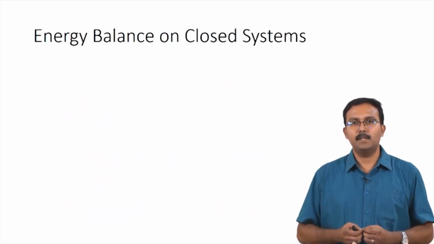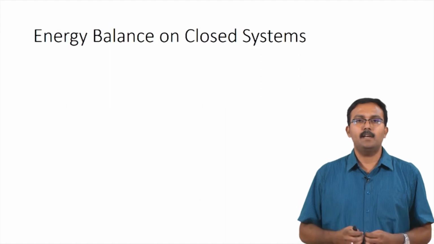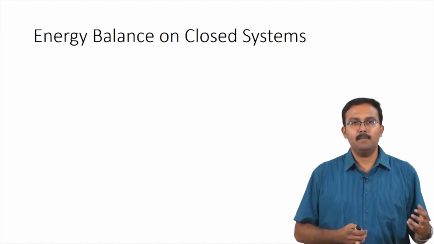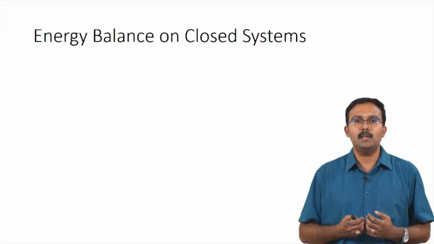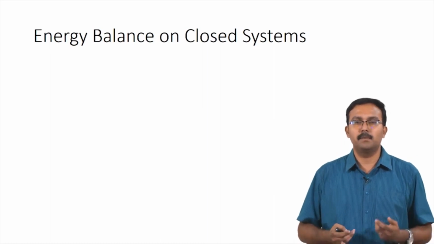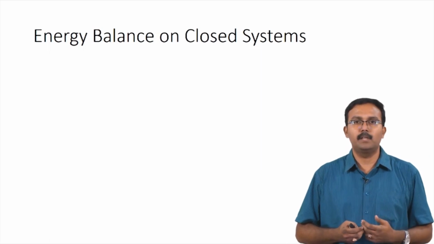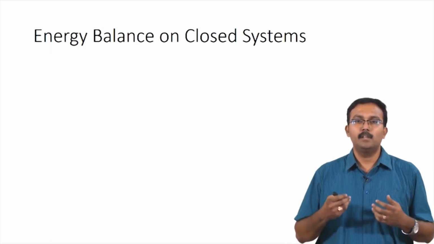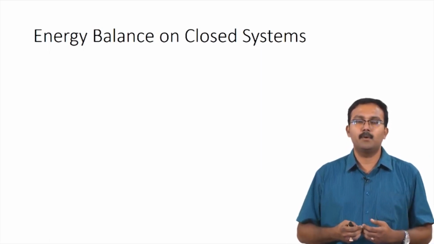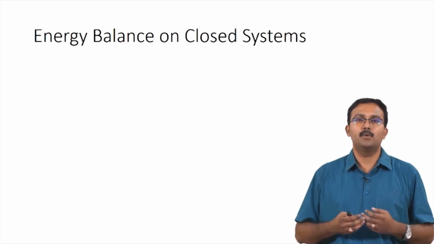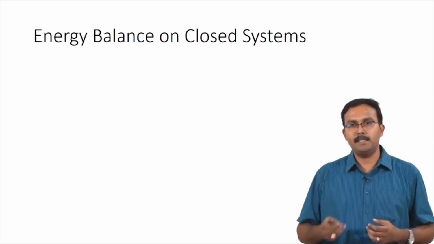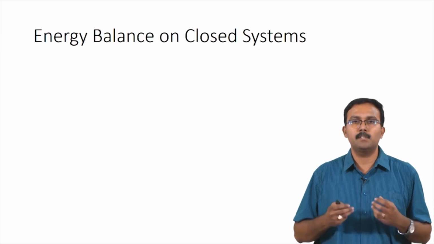Let us first start with a closed system. As I had already mentioned, in our material balance calculations, we were only talking about open systems most of the time, because in an open system the material was crossing the system boundary. In an energy balance, you can have energy crossing the system boundary even in closed systems. So, understanding how to perform energy balance calculations for a closed system is crucial.